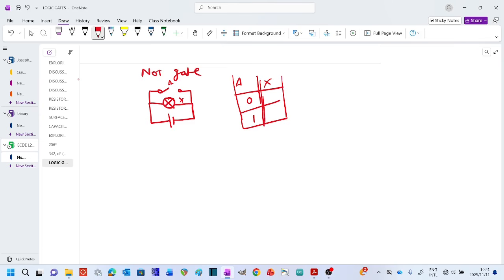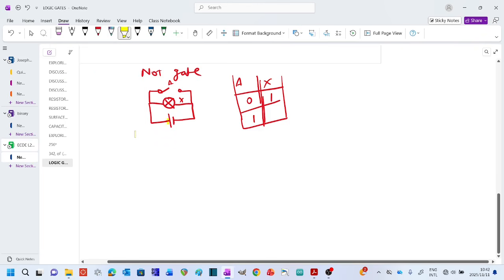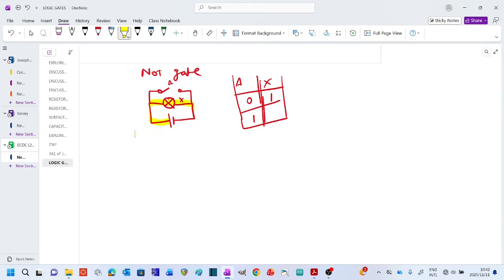When your switch is open, meaning 0, your bulb is already on, because this is how your current is traveling here. Let me take a highlighter. Your current is traveling there and it's a completed circuit. Closed circuit. So when your switch is open, your output is already 1. Your bulb is already on.